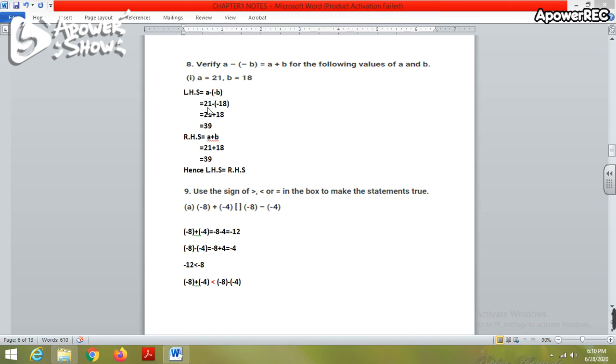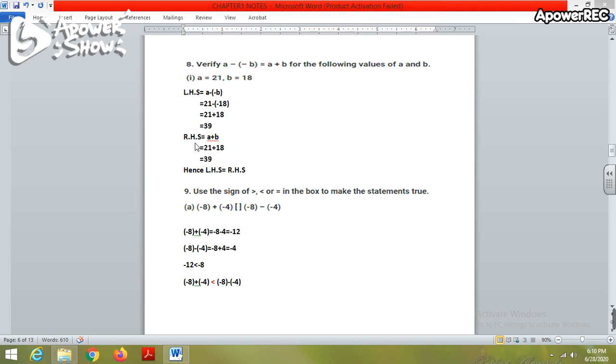Why? As we have already learned, subtracting a number from a given number is the same as adding the additive inverse of that number. So the additive inverse of minus 18 is 18. So subtracting minus 18 from 21 is the same as adding the additive inverse of minus 18 with 21. So here we get 21 plus 18, which equals 39.